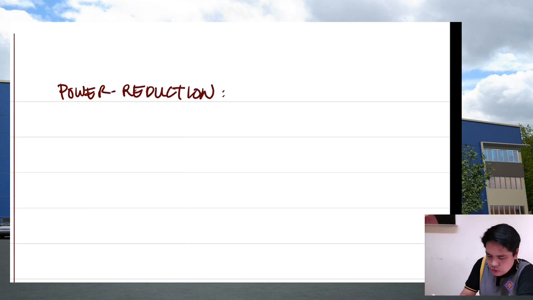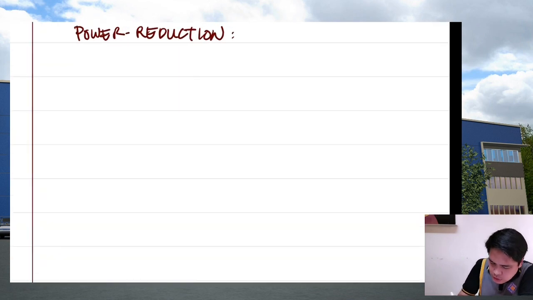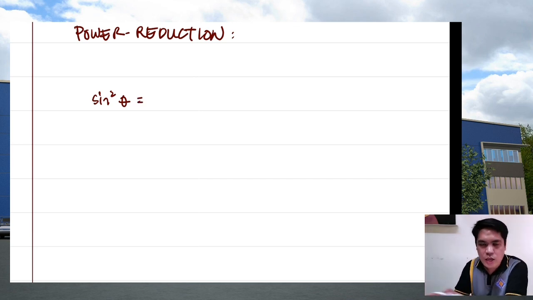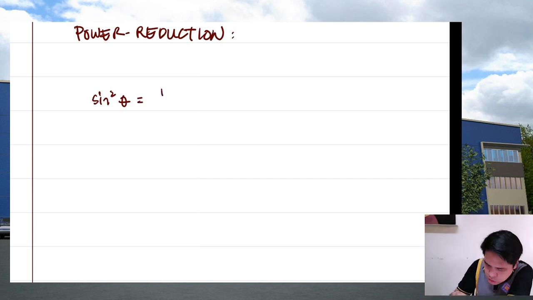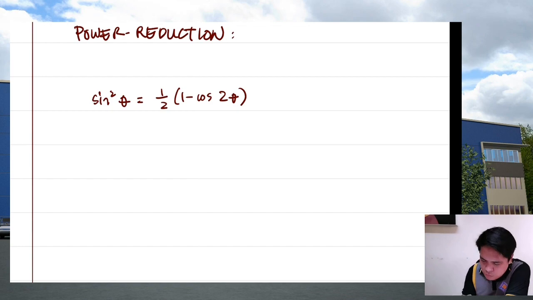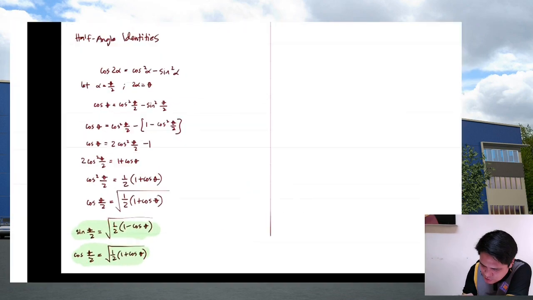Power reduction. So, for power reduction identities, we have sine squared theta. We want to reduce its power; we don't want the squared. So, this will become 1/2 (1 minus cosine 2 theta). Okay? And if you notice, that is just the same as this.